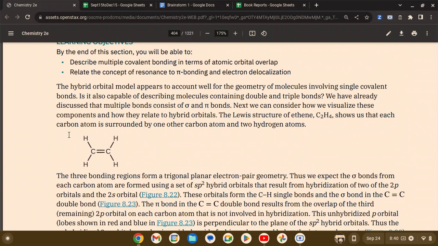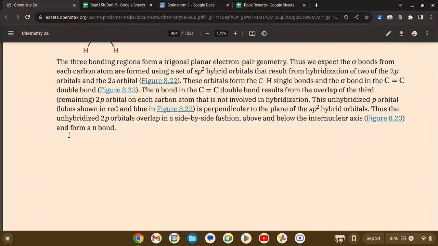The Lewis structure of ethylene, C2H4, shows us that each carbon atom is surrounded by one other carbon atom and two hydrogen atoms. The three bonding regions form a trigonal planar electron pair geometry. Thus, we expect the sigma bonds from each carbon atom are formed using a set of sp2 hybridized orbitals that result from hybridization of two of the 2p orbitals and the 2s orbital. These orbitals form the C-H single bonds and the sigma bond in the C=C double bond.